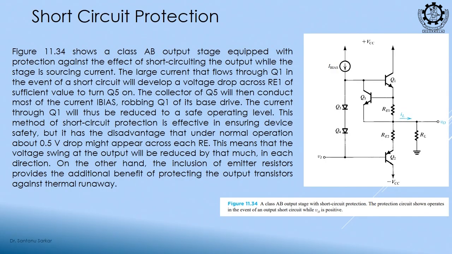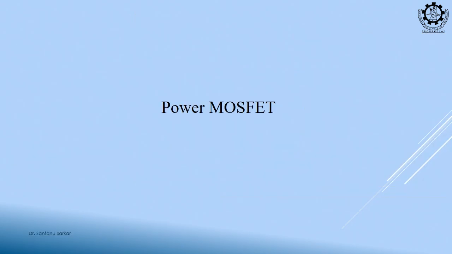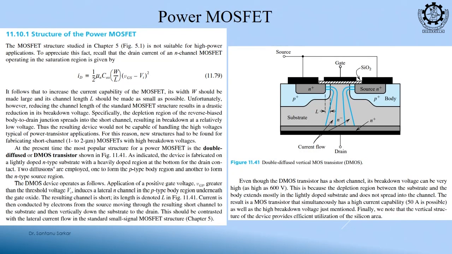Now, we need certain protection. So, let us keep this protection circuit and let us come directly to power MOSFET. So, in power amplifier design, the MOSFET structure is a little bit different. Deliberately the structure is made a little bit different, so that it can withstand large current as well as heat dissipation, and it can withstand the power dissipation.